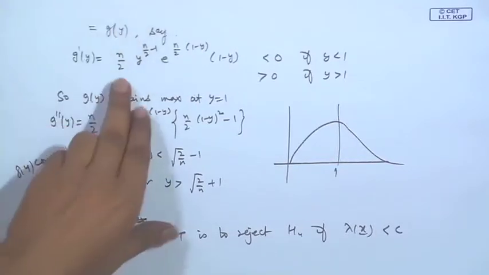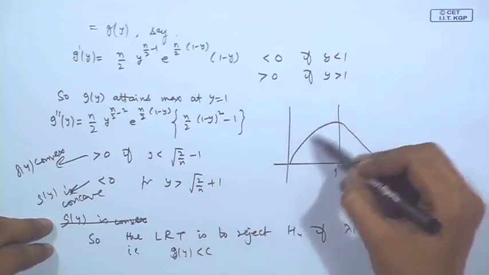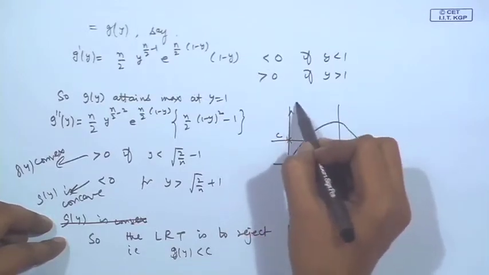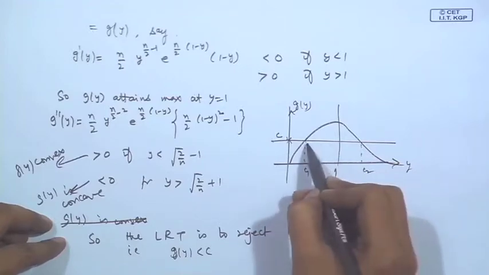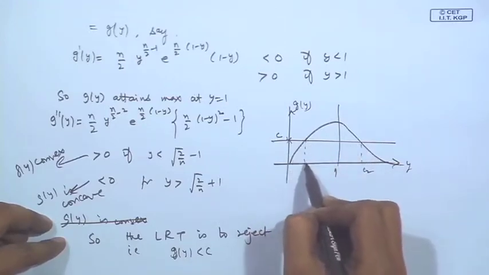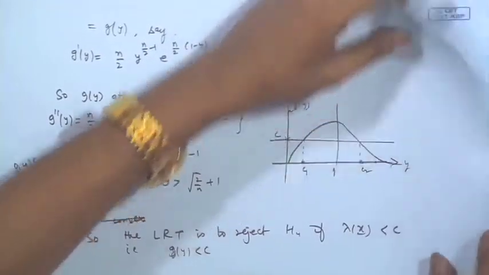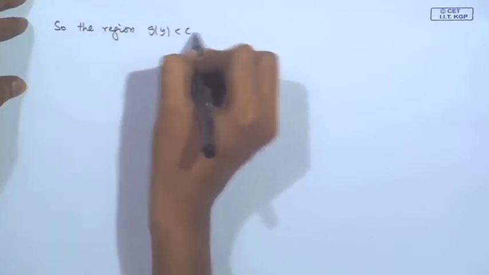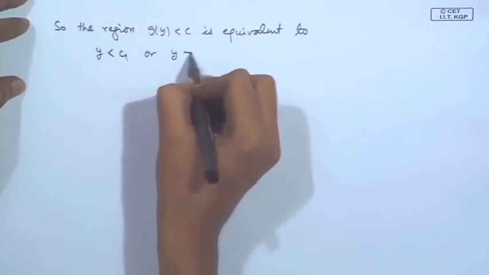Now, lambda x I have written as g y. Now, g y less than C, and g is a function of this nature. So suppose this is the point C and this is the curve g y against y. This could be some value say C1, this is some value C2. So if I say g y is less than C, this is equivalent to y being less than C1 or y being greater than C2.